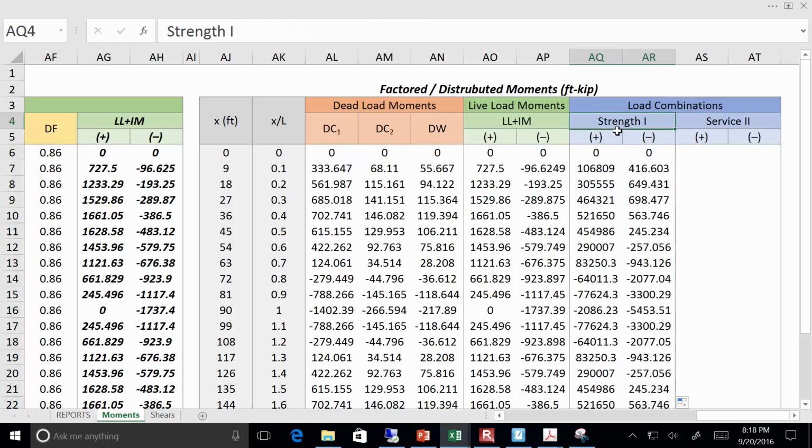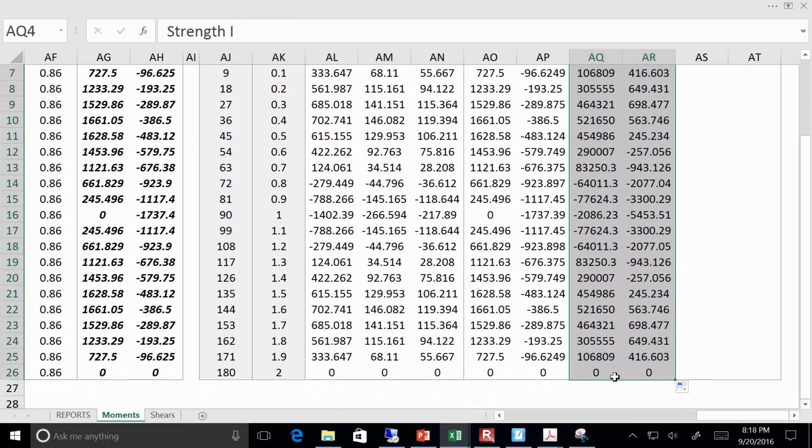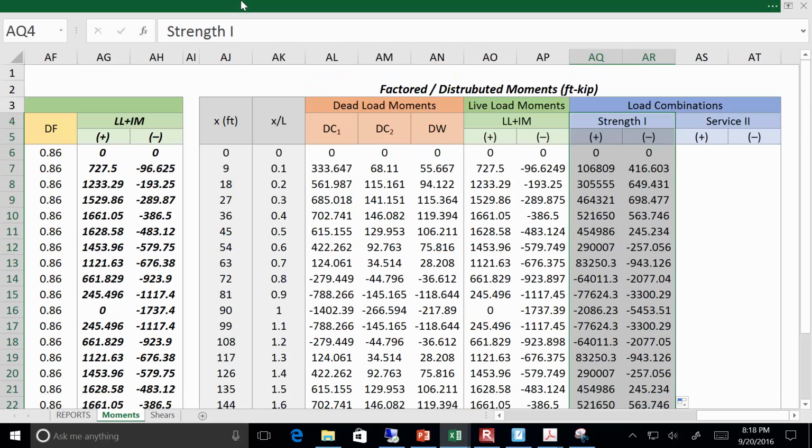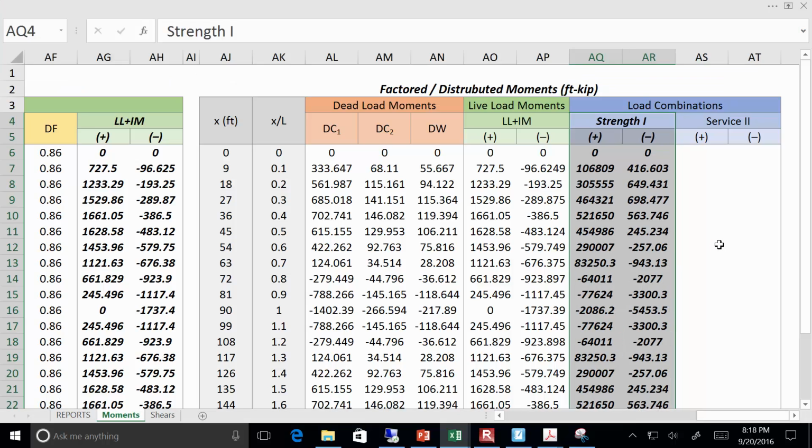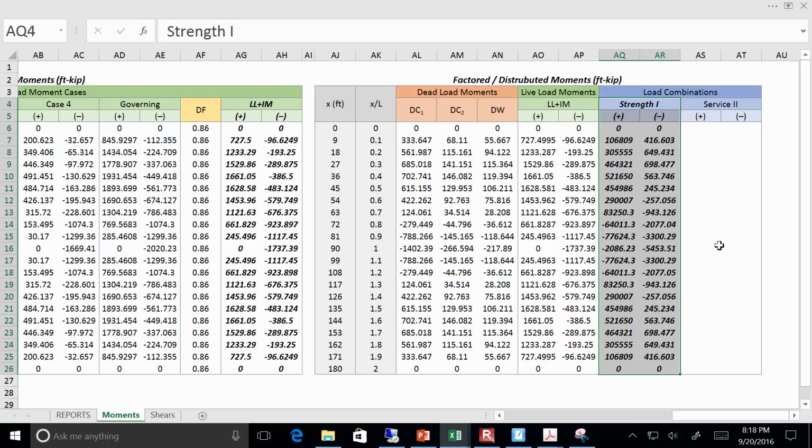So these moments are my factored moments. This is my Mu. Remember, the factored moments that we're dealing with. Let me bold this for a second. Actually, in fact, I'm even going to do something different. I'm going to plot it.